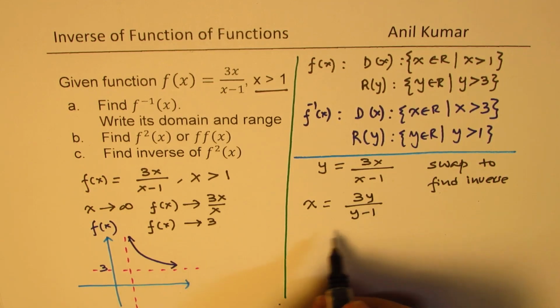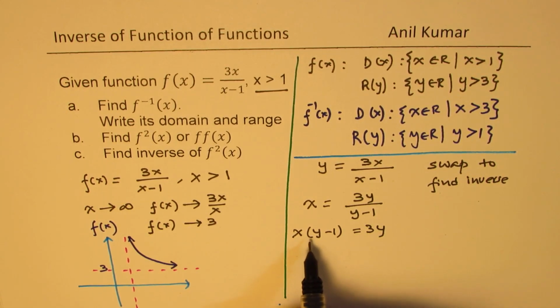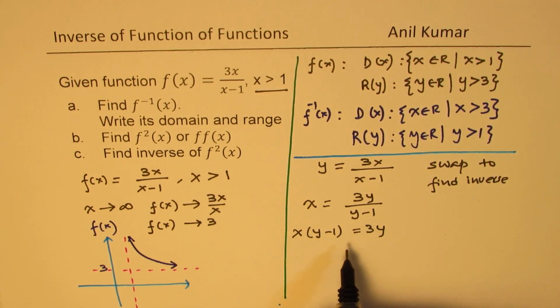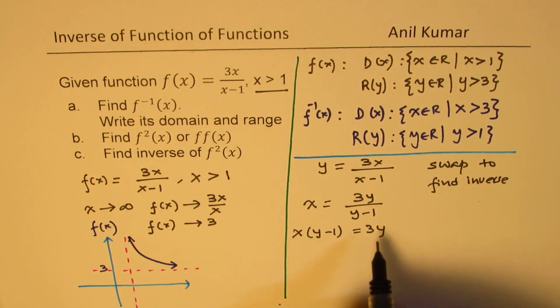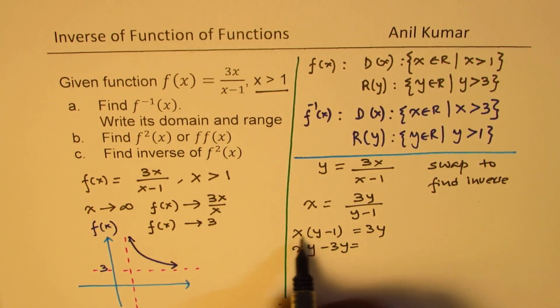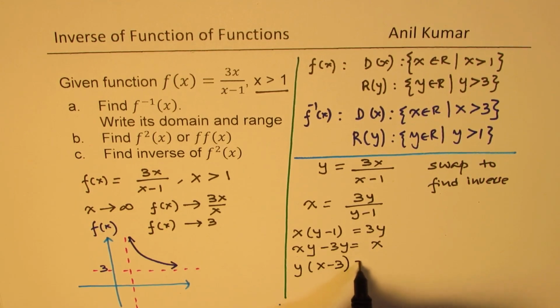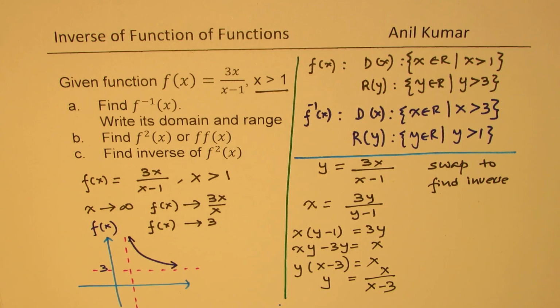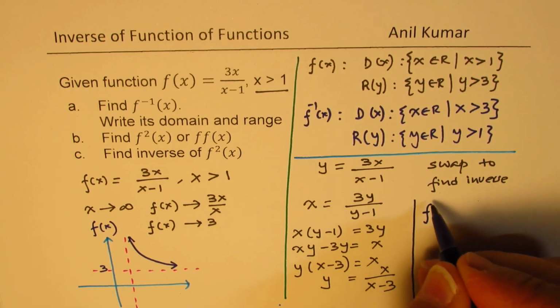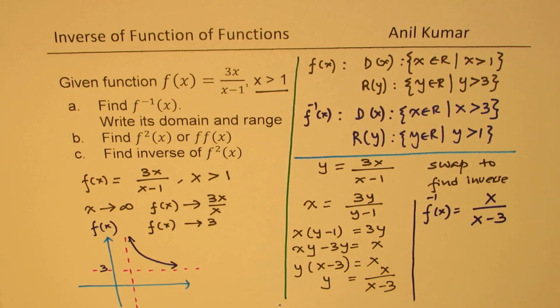Now we'll solve for y, right? So we get x times y minus 1 equals 3y. Either way we could shift; we could take this on the right side. So we'll bring 3y to this side. So we get xy minus 3y equals, this is xy, and then minus x. So we're taking this x on the right side. Now y is common, so we get y times x minus 3 equals x, and y is equal to x over x minus 3, correct? So that gives you the inverse of the function, f inverse x equals x over x minus 3. Clear?